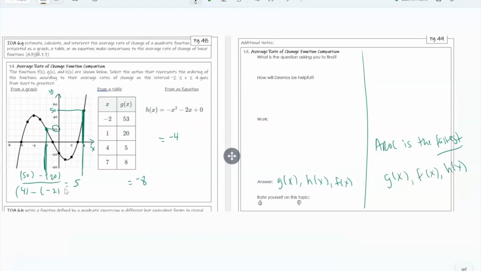So again, very important that you understand the difference. Which average rate of change is changing the fastest? Direction does not matter. Order them from least to greatest? Direction matters. Okay. All right.